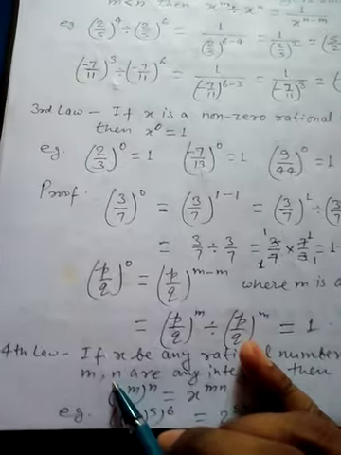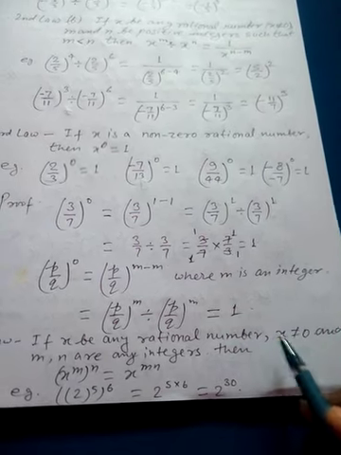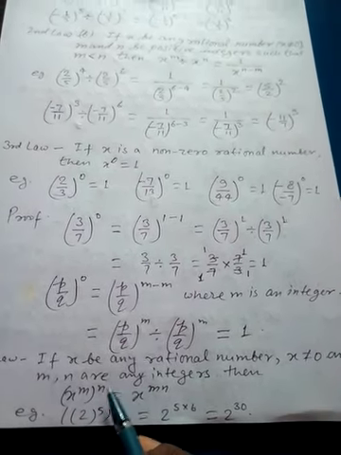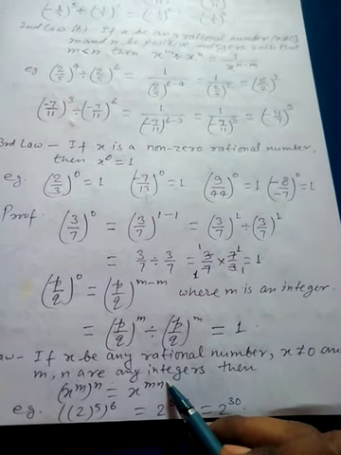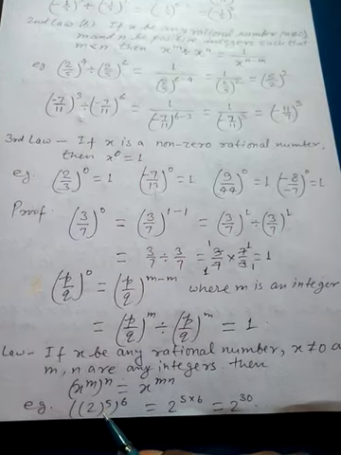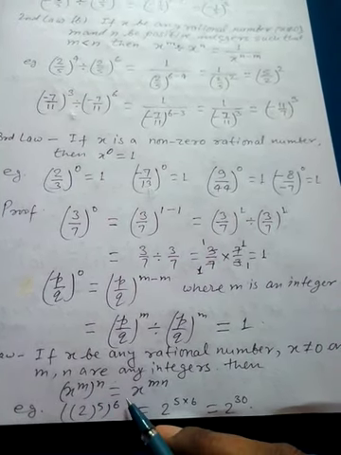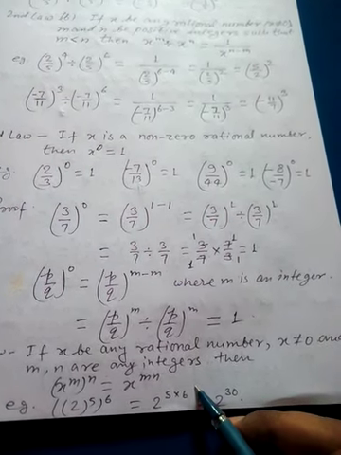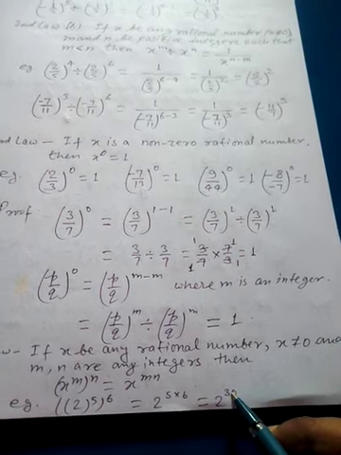And the fourth law: if x is any non-zero rational number, then x to the power m, whole to the power n, is x to the power m into n. For example, 2 to the power 5, whole to the power 6, will give you 2 to the power 5 into 6, that is 2 to the power 30.